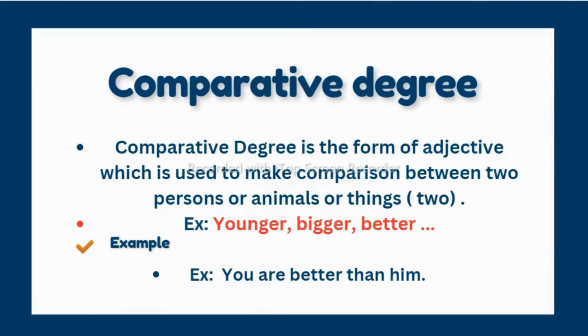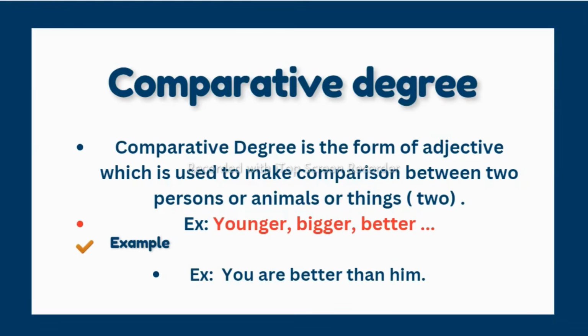Comparative degree is a form of adjective which we use to make a comparison between two persons, animals, things, or places. So when you are comparing two things, that time you need to use comparative degree. Like young, which we were using in positive degree, changes to younger, big changes to bigger, good changes to better, and far changes to farther. I told you just now the example, you are better than him, because I am comparing one person, you, to another, him.